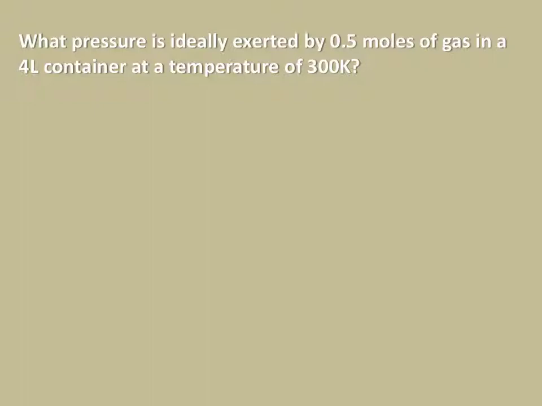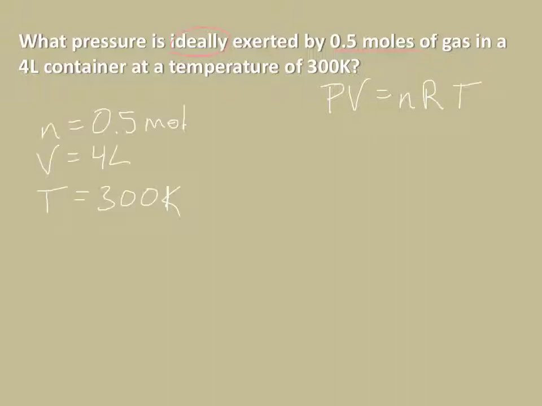It says, what pressure is ideally exerted by 0.5 moles of gas in a 4-liter container at a temperature of 300 Kelvin? A couple of context clues here. It mentions number of moles, and it also cleverly uses the word ideally. We can predict that this is going to be an ideal gas law question. The equation is PV equals nRT, where n is the number of moles, V volume, T temperature in Kelvin, and we need to solve for P.